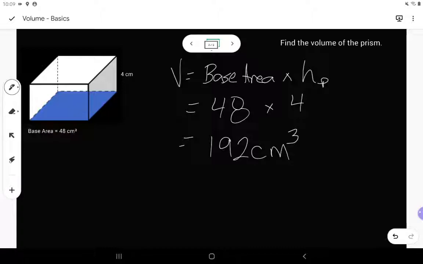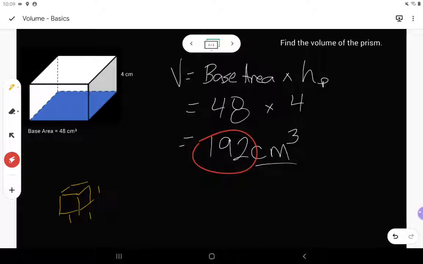So when we're talking about centimeters cubed, it really means that if I had a little cube that was 1 centimeter by 1 centimeter by 1 centimeter, I would be able to fit 192 of these yellow cubes inside of this large rectangular prism.